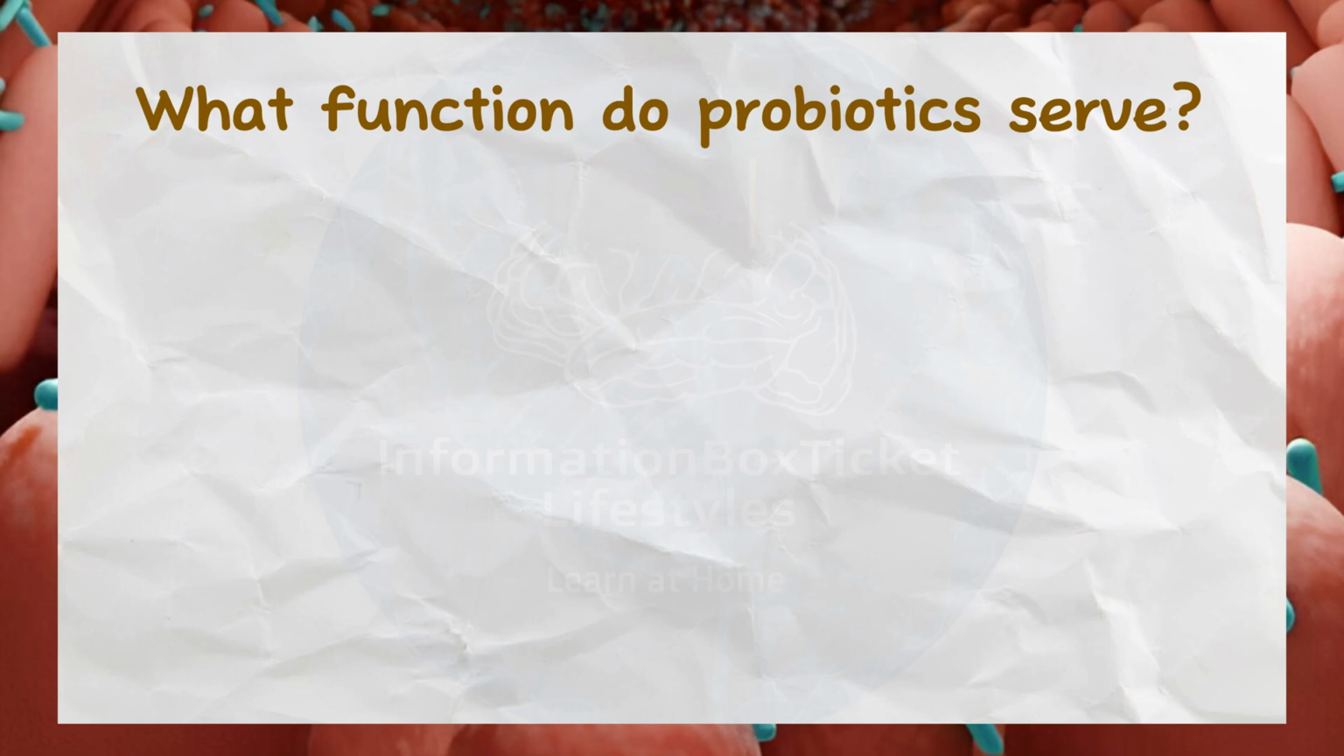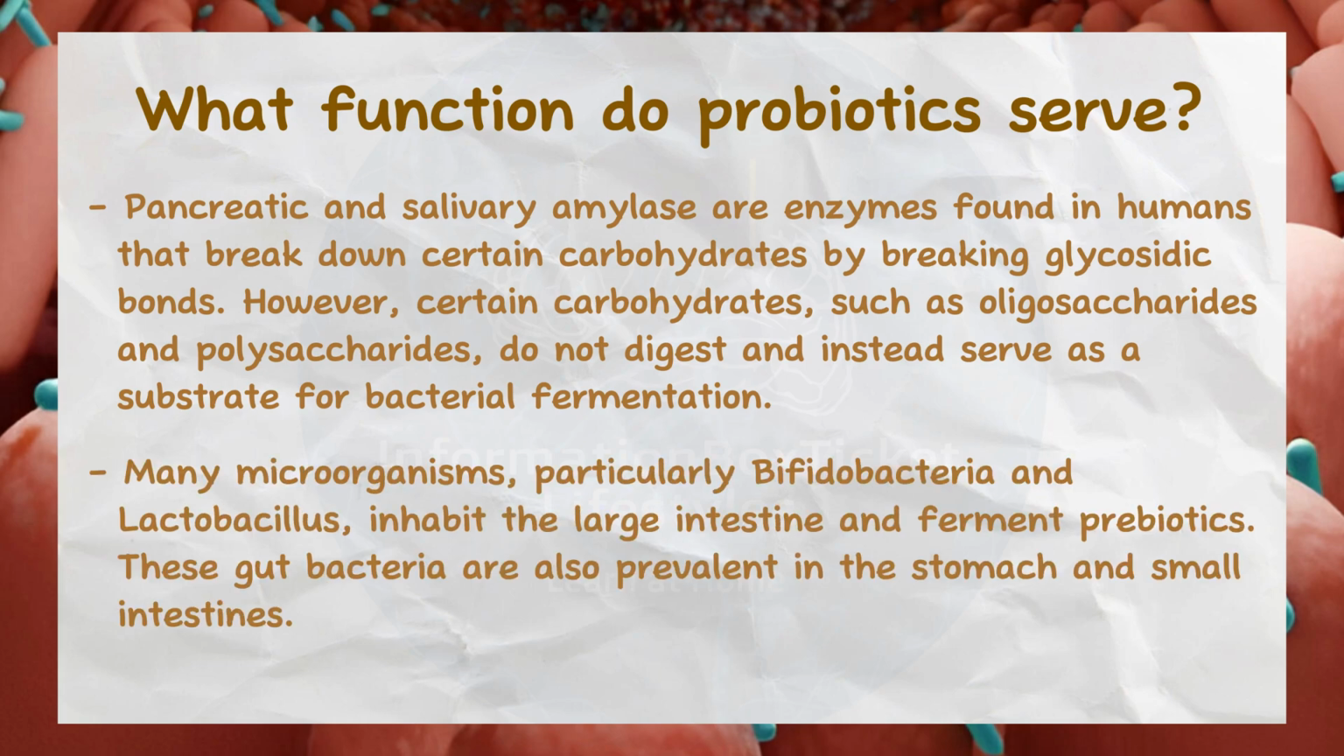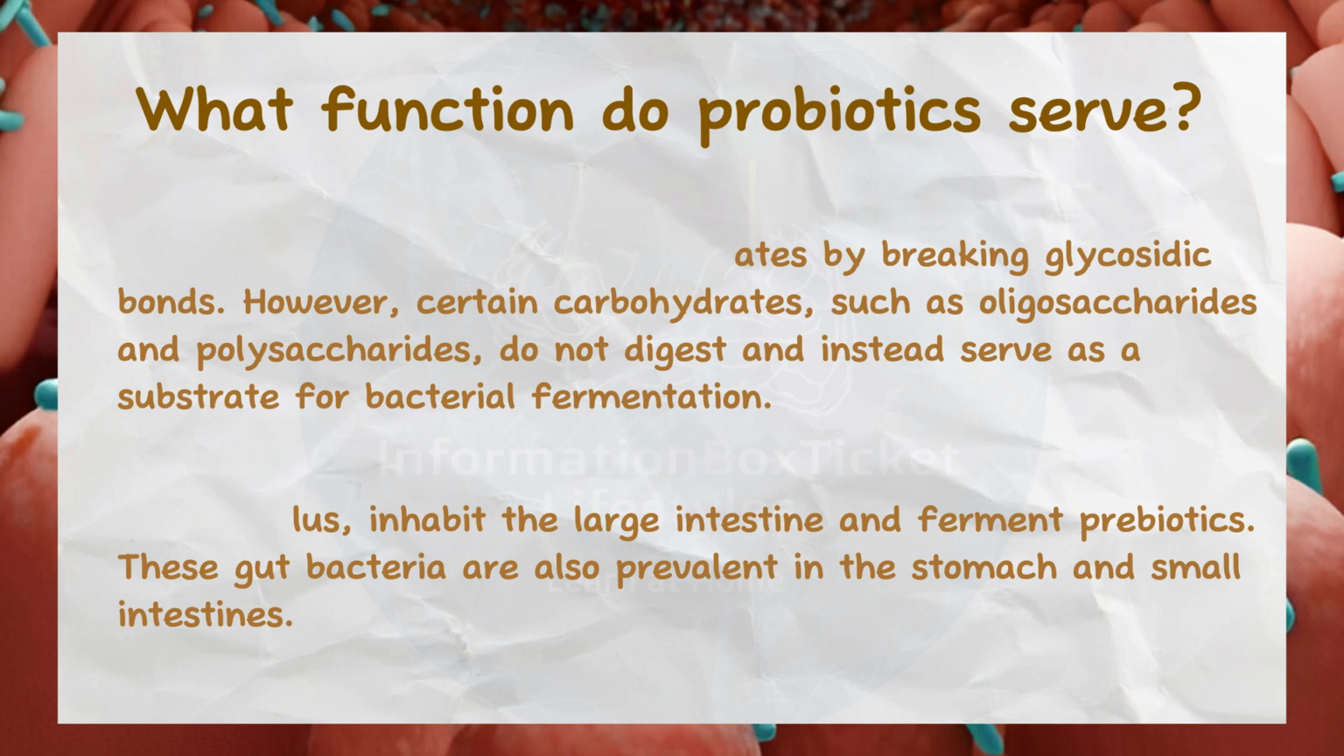What function do prebiotics serve? Pancreatic and salivary amylase are enzymes found in humans that break down certain carbohydrates by breaking glycosidic bonds. However, certain carbohydrates, such as oligosaccharides and polysaccharides, do not digest and instead serve as a substrate for bacterial fermentation. Many microorganisms, particularly bifidobacteria and lactobacillus, inhabit the large intestine and ferment prebiotics. These gut bacteria are also prevalent in the stomach and small intestines.